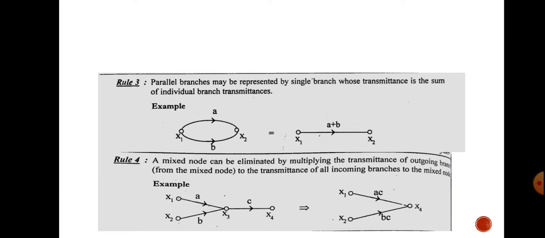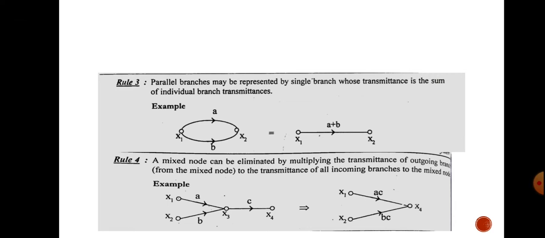And next, rule number 3. Parallel branches may be represented by a single branch whose transmittance is the sum of the individual branch transmittances. So there are two nodes connected by parallel branches, and each branch has a transmittance A and B. Then it can be represented by a single branch having transmittance A plus B.